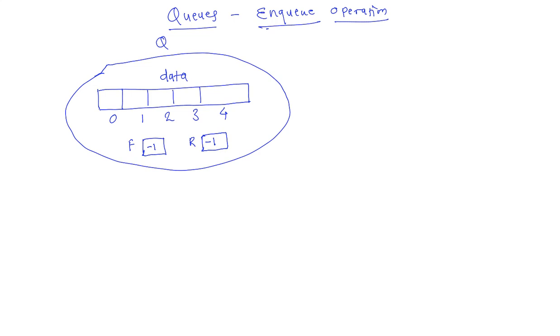So let us perform enqueue 2, 7, 70 and 80. The enqueue algorithm we saw is very simple. Before performing any enqueue operation, we should check, is the queue full? We will ask the first question, is the queue full?